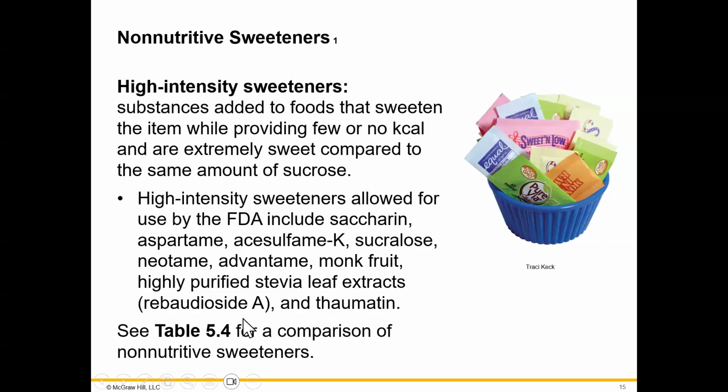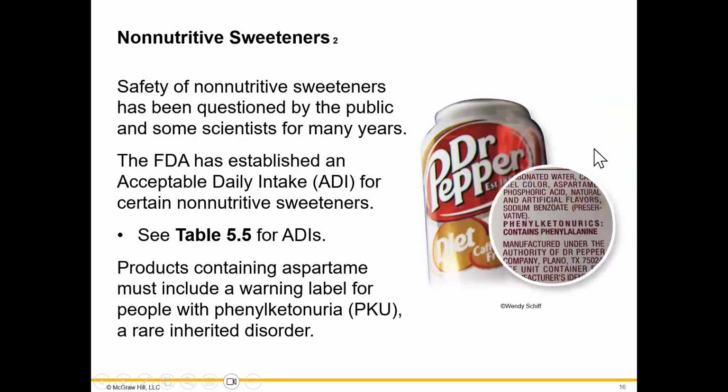Your textbook also gives a very good comparison example here, so I do highly recommend you take a look at that. And they are regulated by the FDA, the USDA, and are on the generally recognized as safe list for consumption. You see here on this Diet Dr Pepper caffeine-free can, you see this phenylketonuric and this phenylalanine. That is a breakdown of metabolism of aspartame.